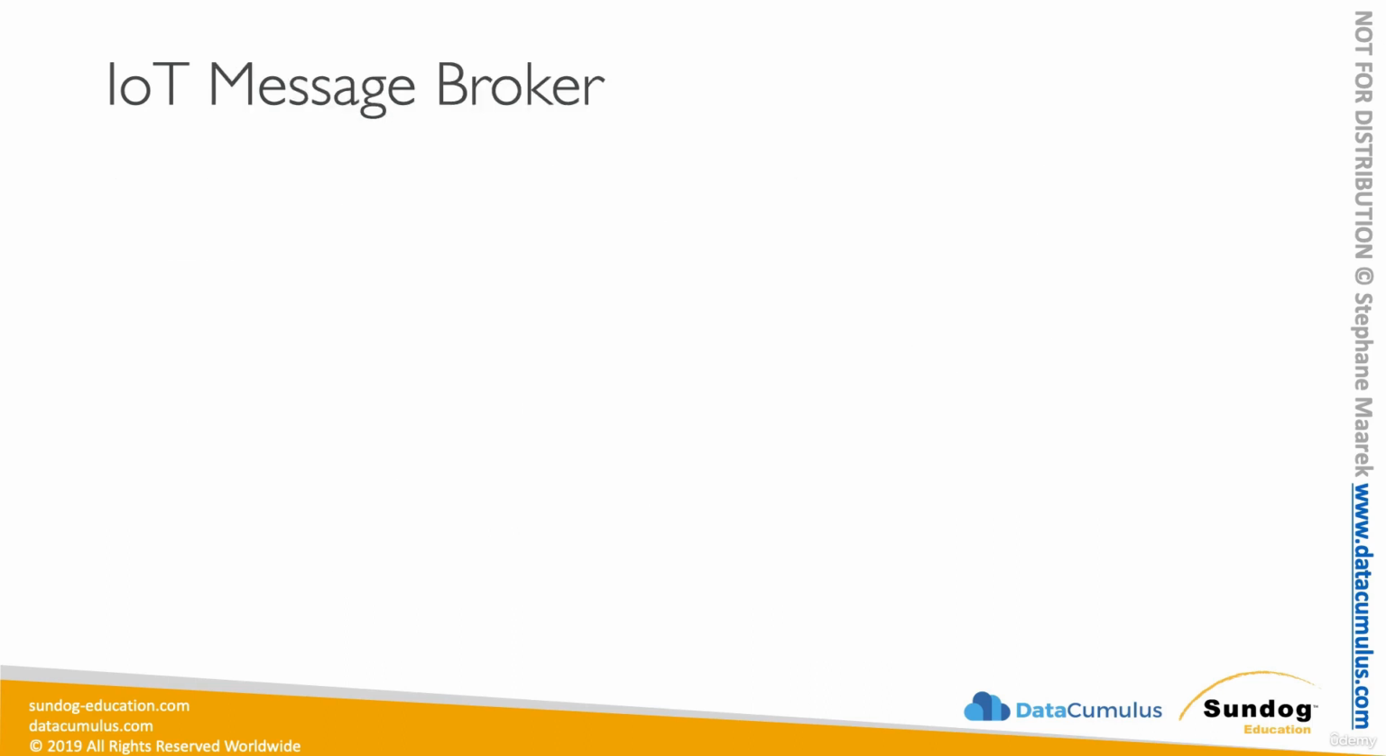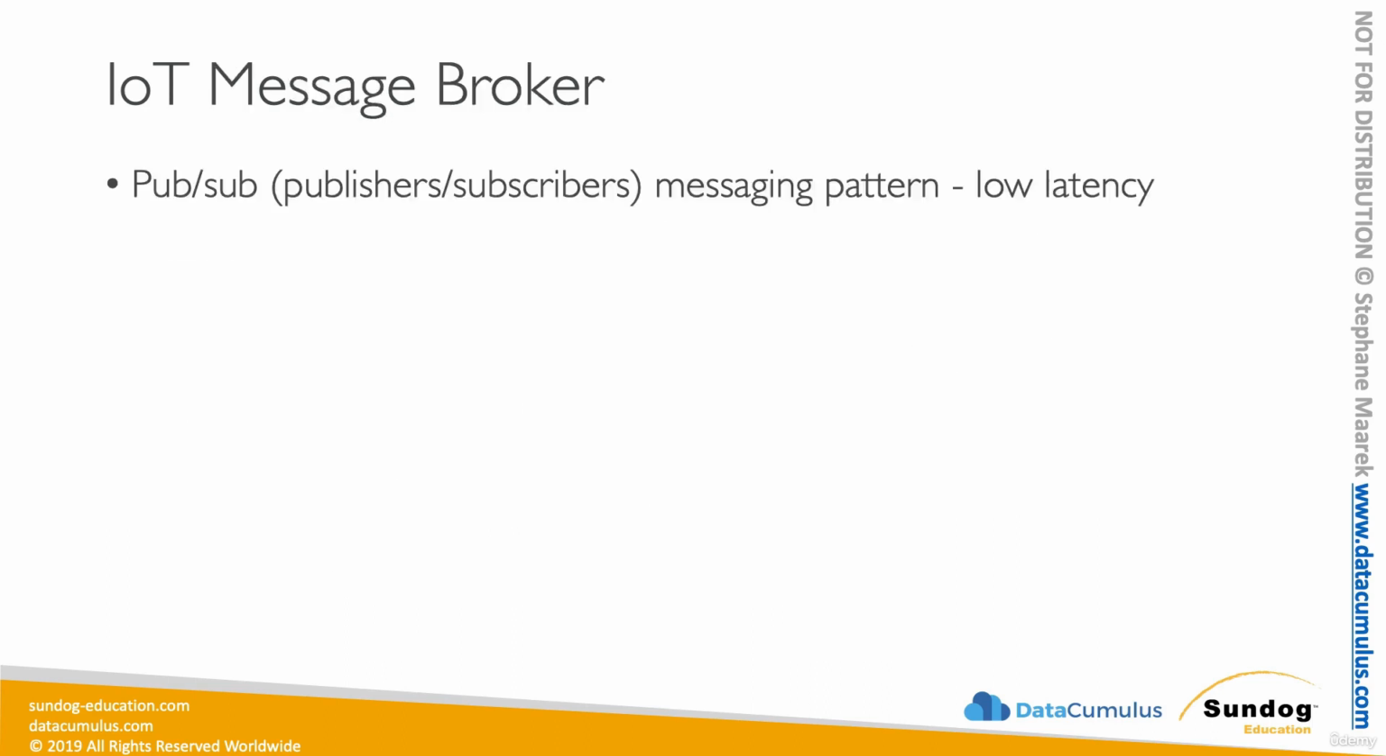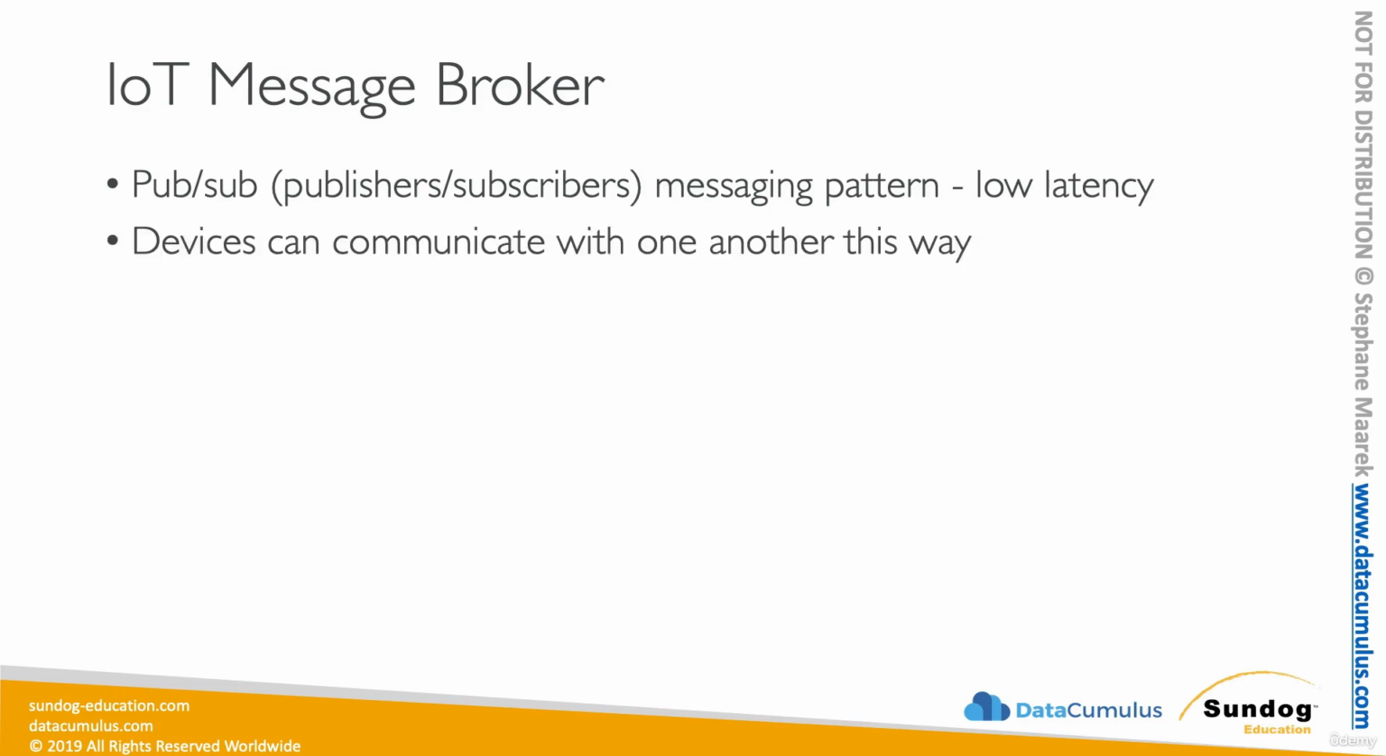Now message broker. So message broker is a pub sub and it's within the device gateway, and you can publish messages to it with low latency. And this is how devices communicate with one another. So remember in the introduction before, my switch and my light bulb did not interact with one another directly. My switch was sending messages to the AWS cloud, and my light bulb was reading these messages from the AWS cloud. This is how the IoT message broker works.